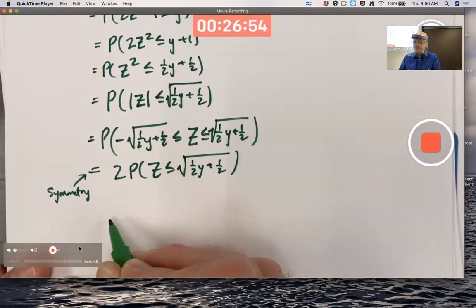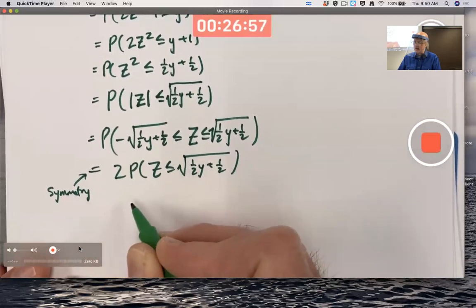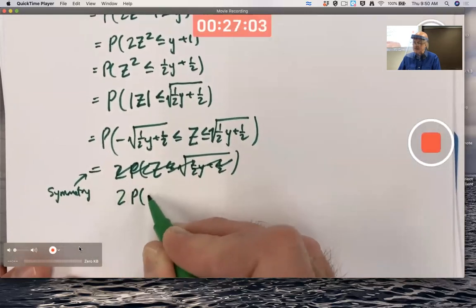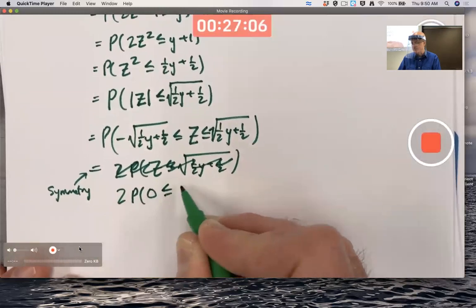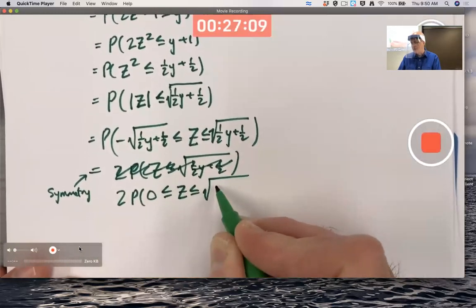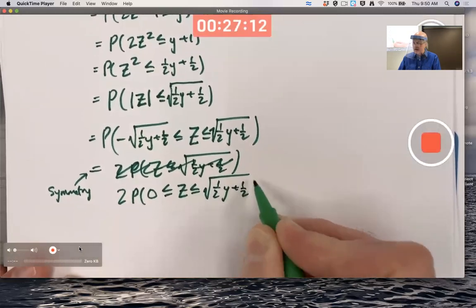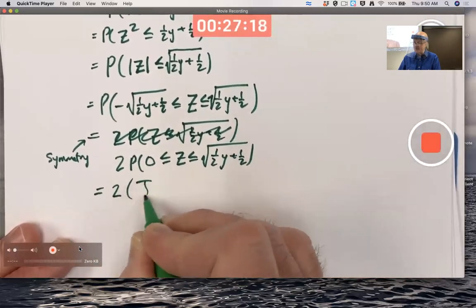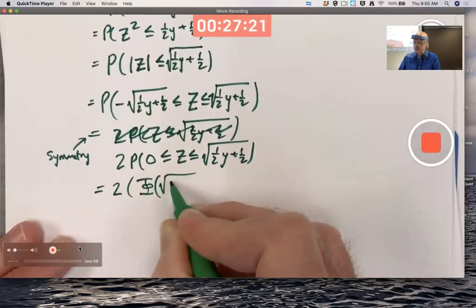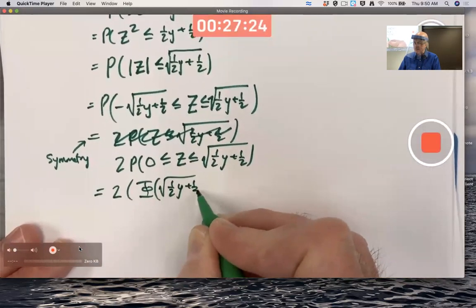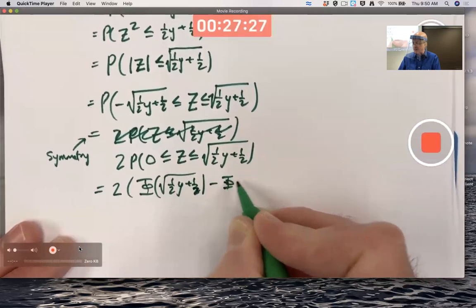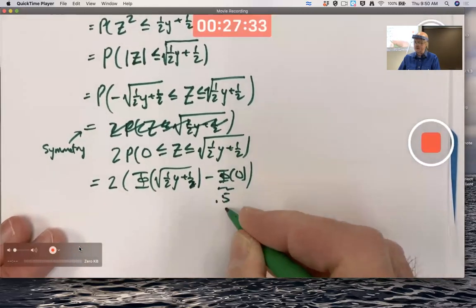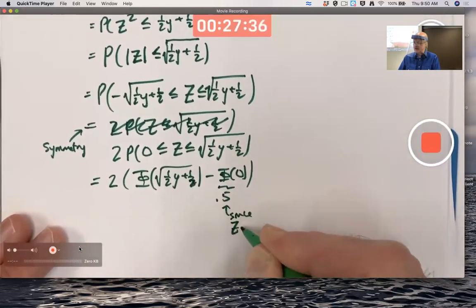And in terms of, I made a mistake there, sorry. 2 times the probability that Z is between 0 and that number. And in terms of the CDF of Z, the standard normal, that'll be capital phi of the square root minus capital phi of 0, but we know by standard normal distribution that that's 0.5. Since Z is standard normal.